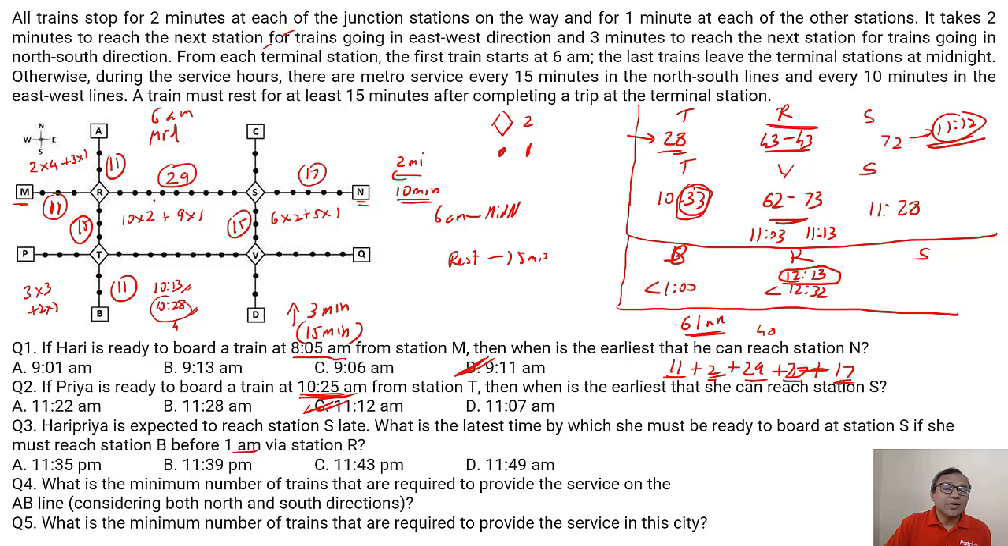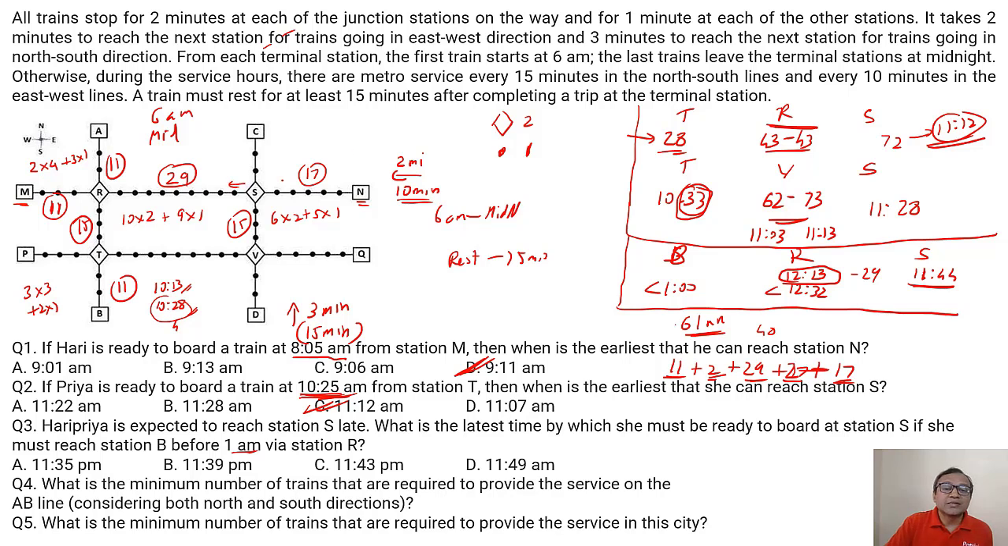If I have to reach R at 12:13, I have to leave S at what time? 12:13 minus 29 minutes, right? 12:13 minus 29 minutes, because it takes 29 minutes to travel from S to R. So if you calculate that, 16 minutes before 12, which is 11:44. So 11:44 I have to leave S at least. But I have to check whether there is a train at 11:44.